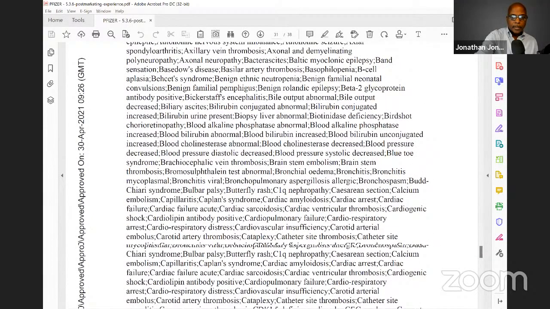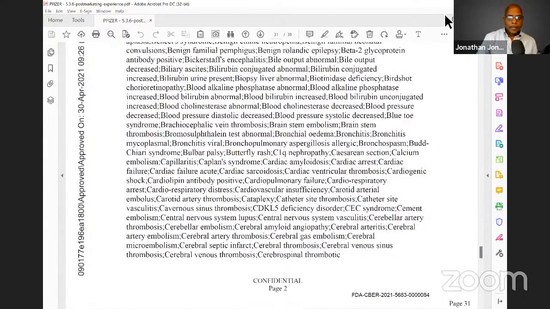But I'm just trying to get down to the C's. So now you can see the C's. And in the C's, the first one that comes up is, let me see if I can highlight this, the word cardiac is right here. No, that's not the first one, is it? No, there's some others. Hold on. Come on, computer, behave. Cardiac amyloidosis is on here. Cardiac arrest. Cardiac failure. Cardiac failure acute. Cardiac sarcoidosis. Ventricle thrombosis. Cardiogenic shock.